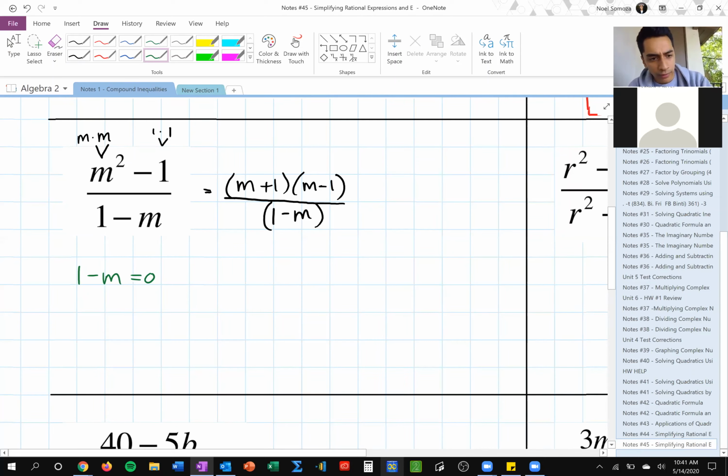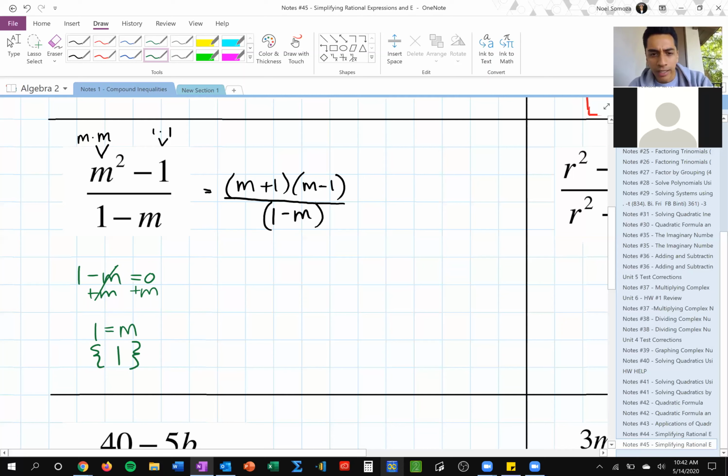If I want to get m by itself, I can add m to both sides, and I'm left with 1 is equal to m. So m equals 1 is my excluded value. You can just list it in curly brackets and put in a 1 here. By putting it inside those brackets, I know that you're referring to those being my excluded values.